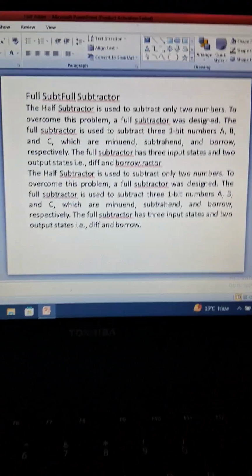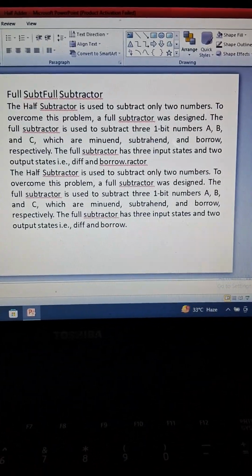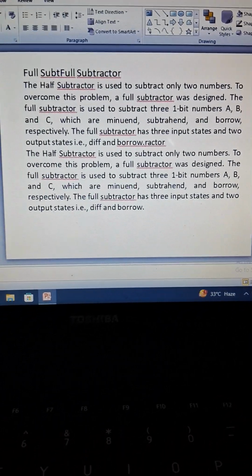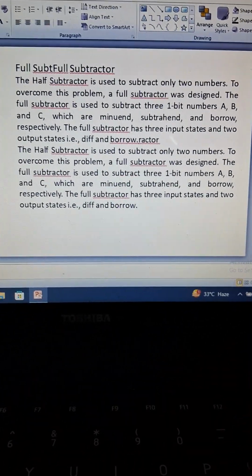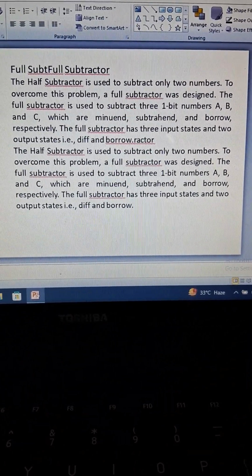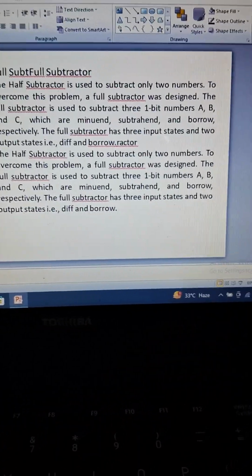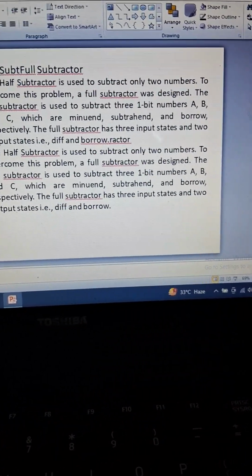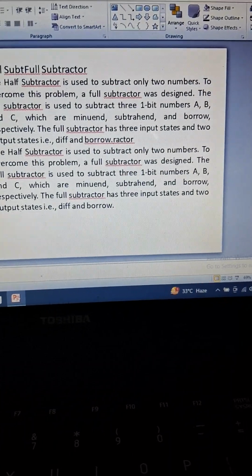Hello everyone. Now the full subtractor. Earlier we have discussed the half subtractor. In case of half subtractor, there are two binary inputs. So there is a difference, and whether there is a need of borrow, it should be calculated.